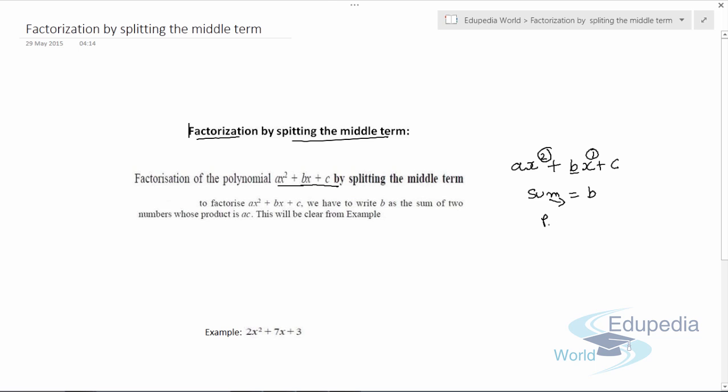And what is the product? Product is the multiplication of this and this. This means it will be equal to a into c. So this is how you check sum and product. We'll explain splitting the middle term through an example. So listen carefully.